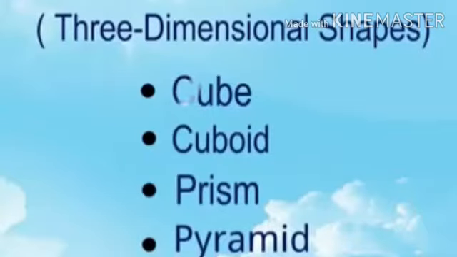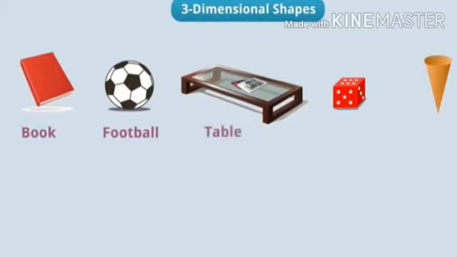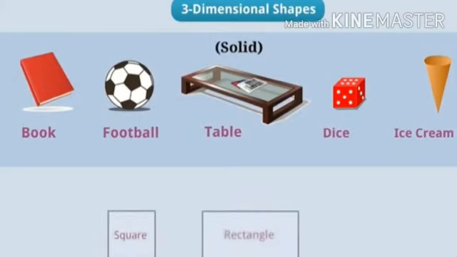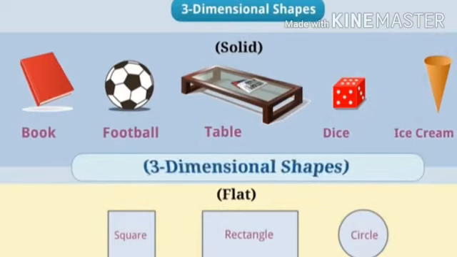Three-dimensional shapes: cube, cuboid, prism and pyramid. In our daily lives, we see different things, such as books, football, tables, dice, ice cream cones, etc. All these shapes are solid. These shapes are not flat, like rectangles, circles, etc. We call them 3-dimensional shapes. Let's understand them.